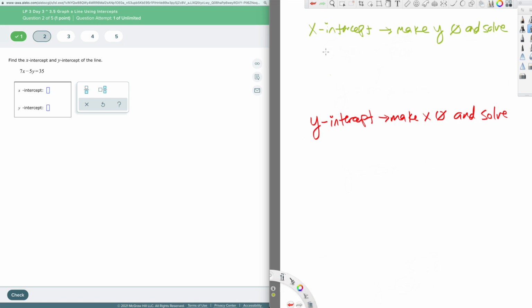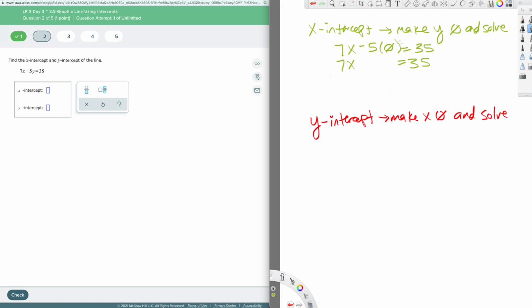So we have 7x minus 5y equals 35. Instead of y, I'm going to make that 0. And then I'm going to solve this. So I have 7x minus 5 times 0. Well, that would be minus 0. Do we really need to write minus 0? No, we do not, because that doesn't change the problem at all. I can just ignore that 0 that's being added or subtracted.